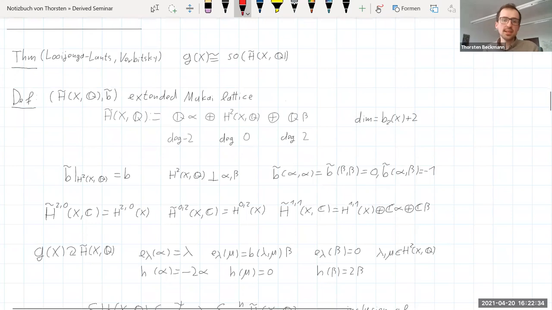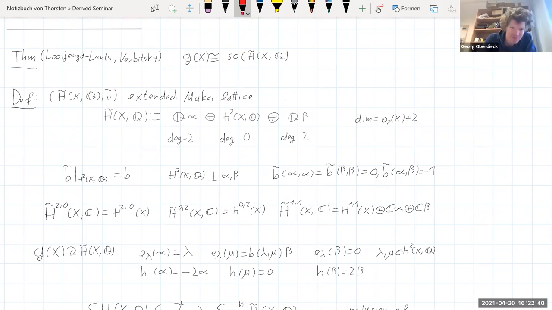So that's the reason why I called it the extended Mukai lattice, to not confuse it with the Mukai lattice you have from K3 and K3^[n]-type hyperkähler manifolds. Okay, so how does the theorem work? How does this Looijenga-Lunts-Verbitsky Lie algebra act on this extended Mukai lattice?